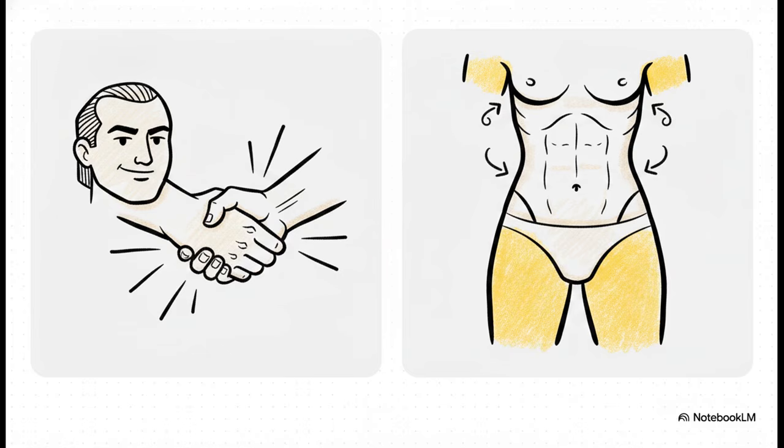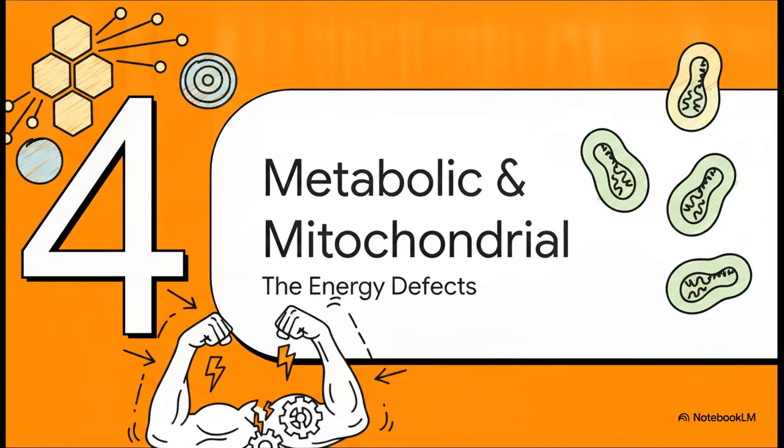Both of these are autosomal dominant trinucleotide repeat expansion disorders, but their clinical distributions are essentially mirrored. All right, let's push forward into Section 4, metabolic and mitochondrial myopathies, the energy defects.